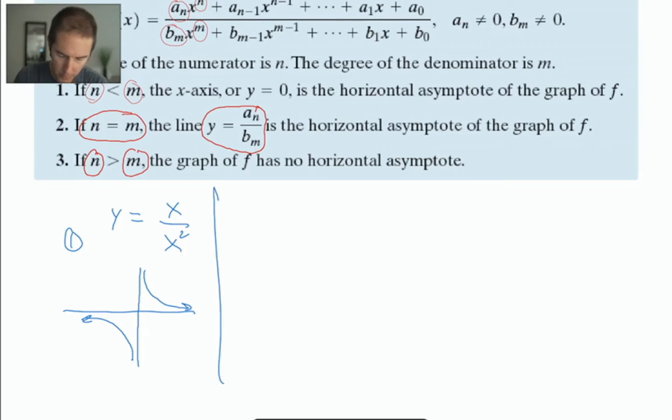So that's number 1. Number 2 is where they're the same. How about y equals x over x? Let's make it 2x over 3x even.